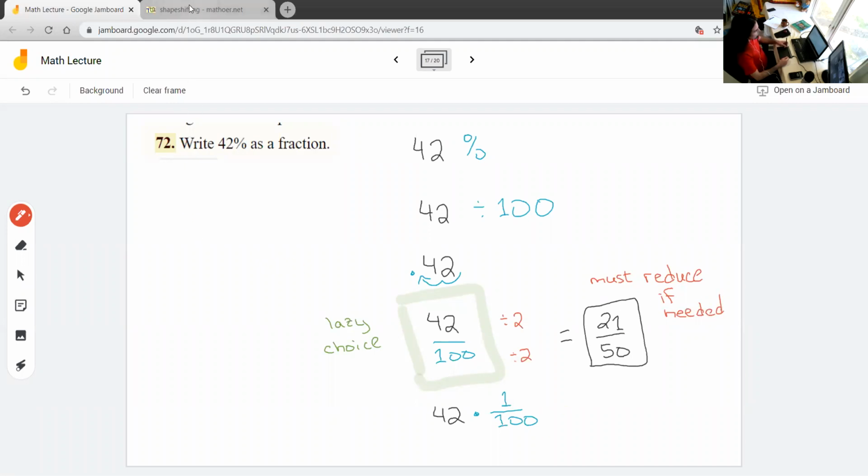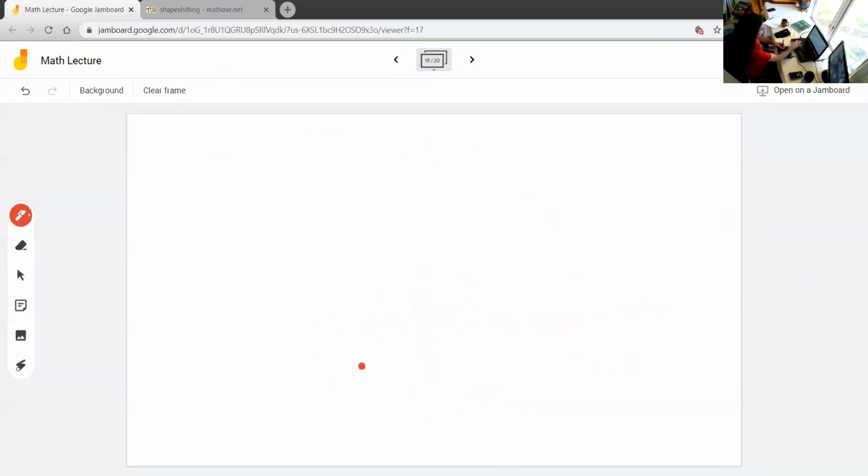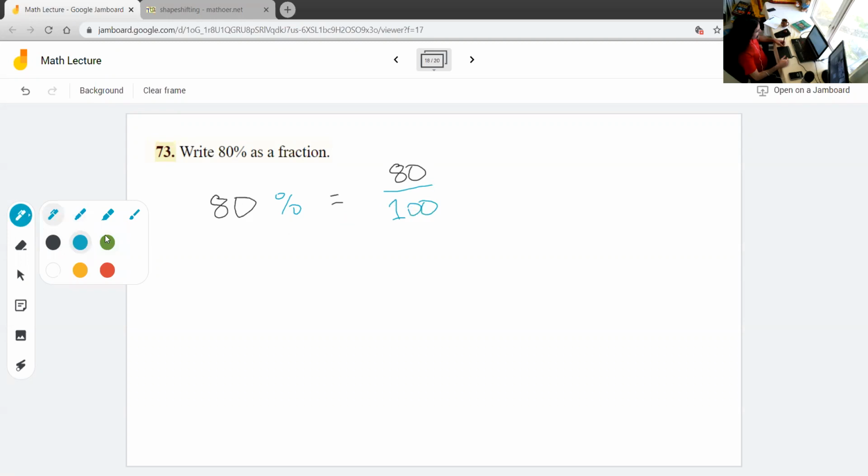Okay, let's look at some more. Holler if you need me to go back to the other slide. So I will take my 80%, replace the percent symbol as writing it over 100. And then I need to reduce. And I'll get an answer.